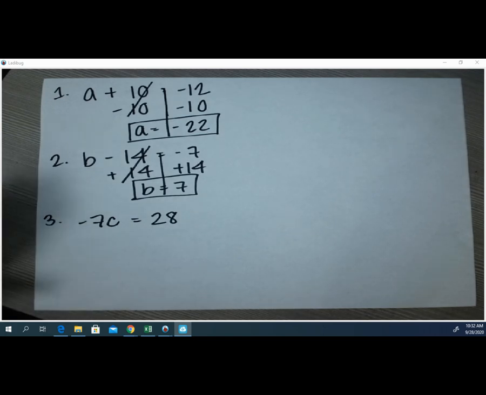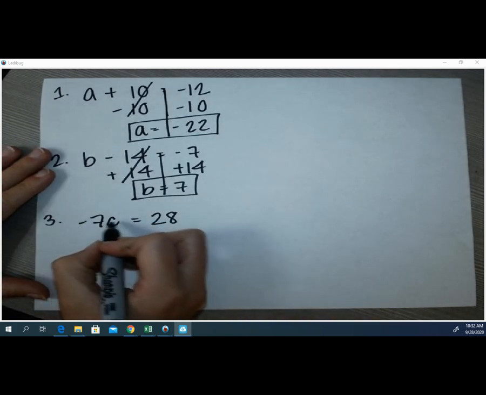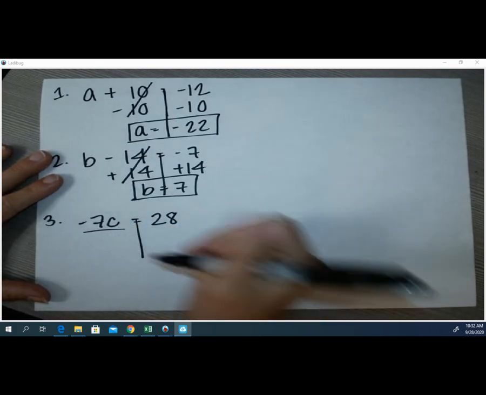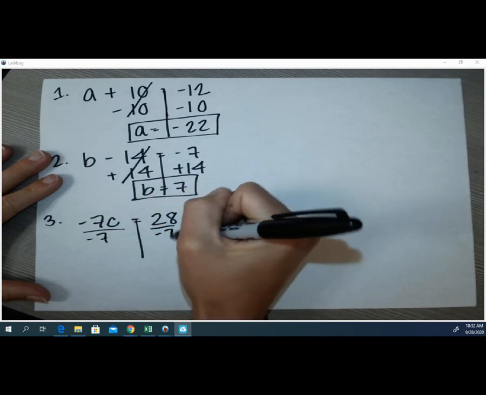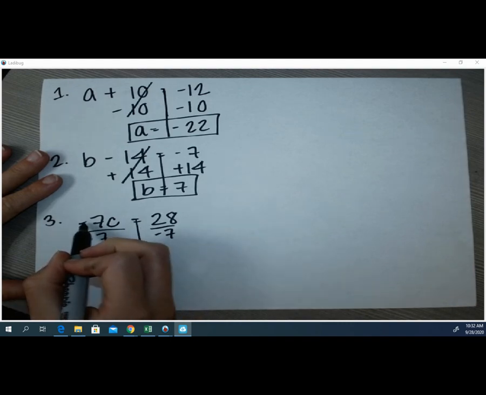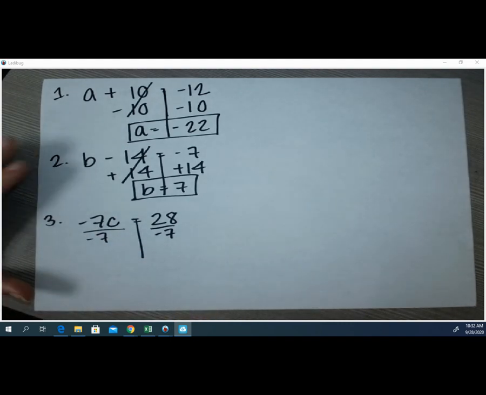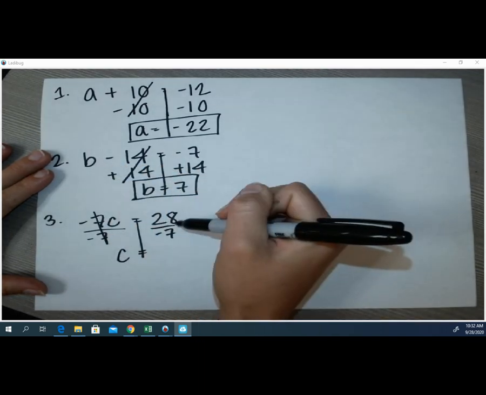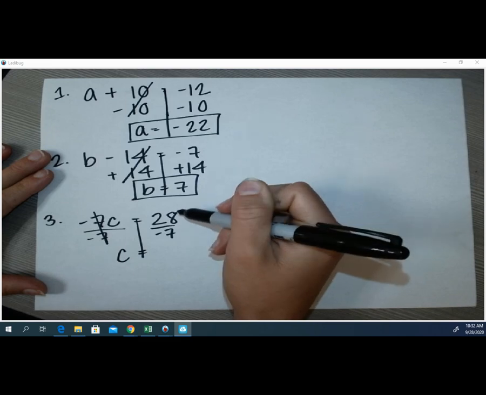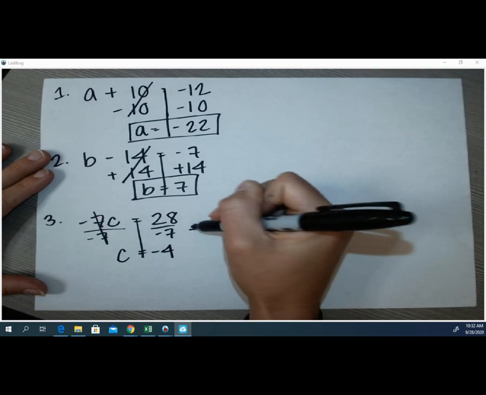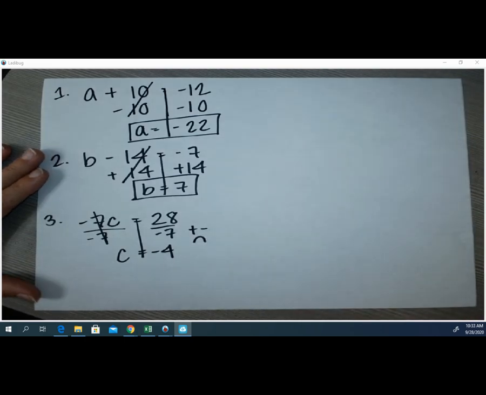All right, now let's check. So you see negative 7 times C. Remember, when they're touching, that means multiplication. The opposite of multiplication is division. I must divide. If I divide by a negative 7 on the one side, I have to do it on the other. I have to divide by the negative 7 because I want to get rid of all of that. So that's going to cancel out, and I will get C is equal to 28 divided by negative 7. 28 divided by negative 7 is a negative 4. It is negative because a positive divided by a negative is a negative. C is equal to negative 4.